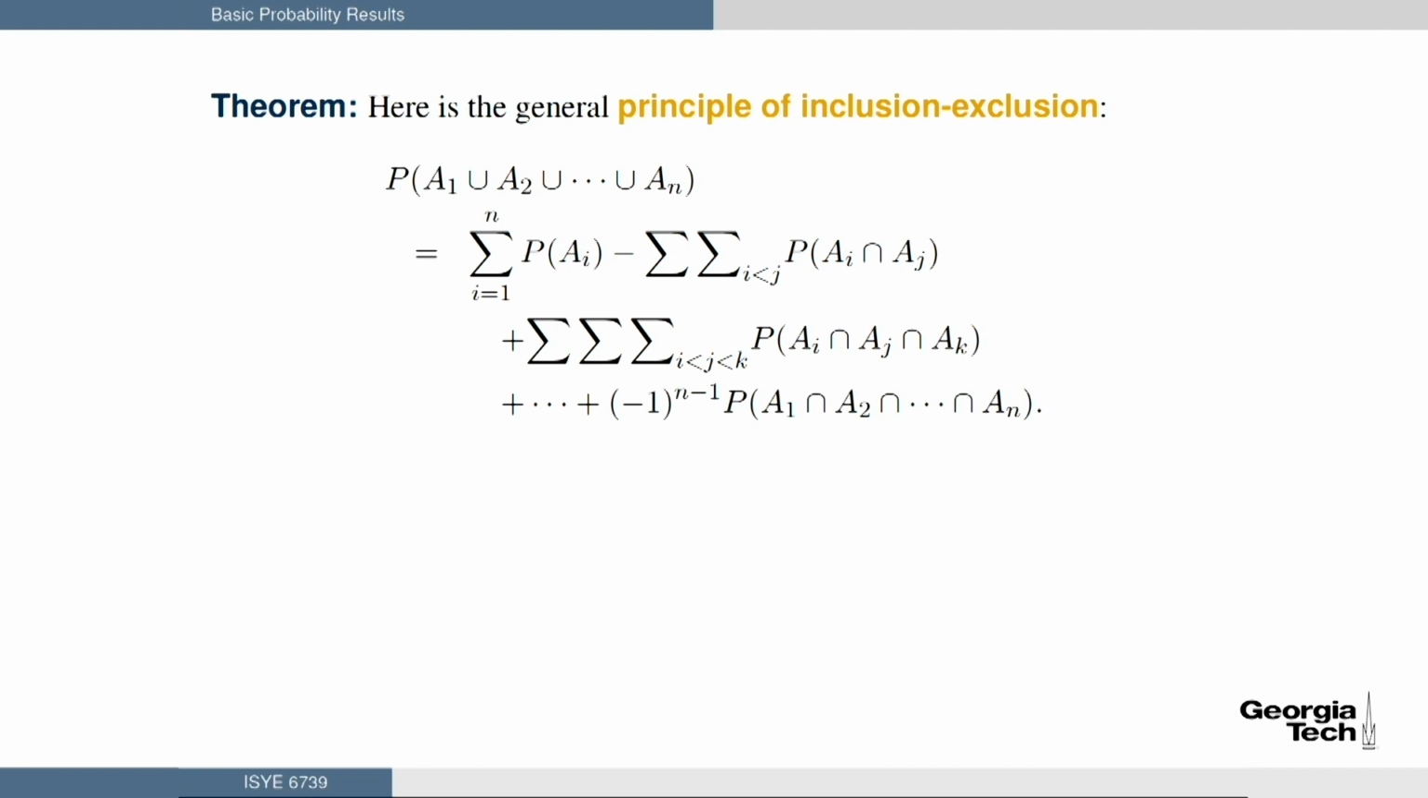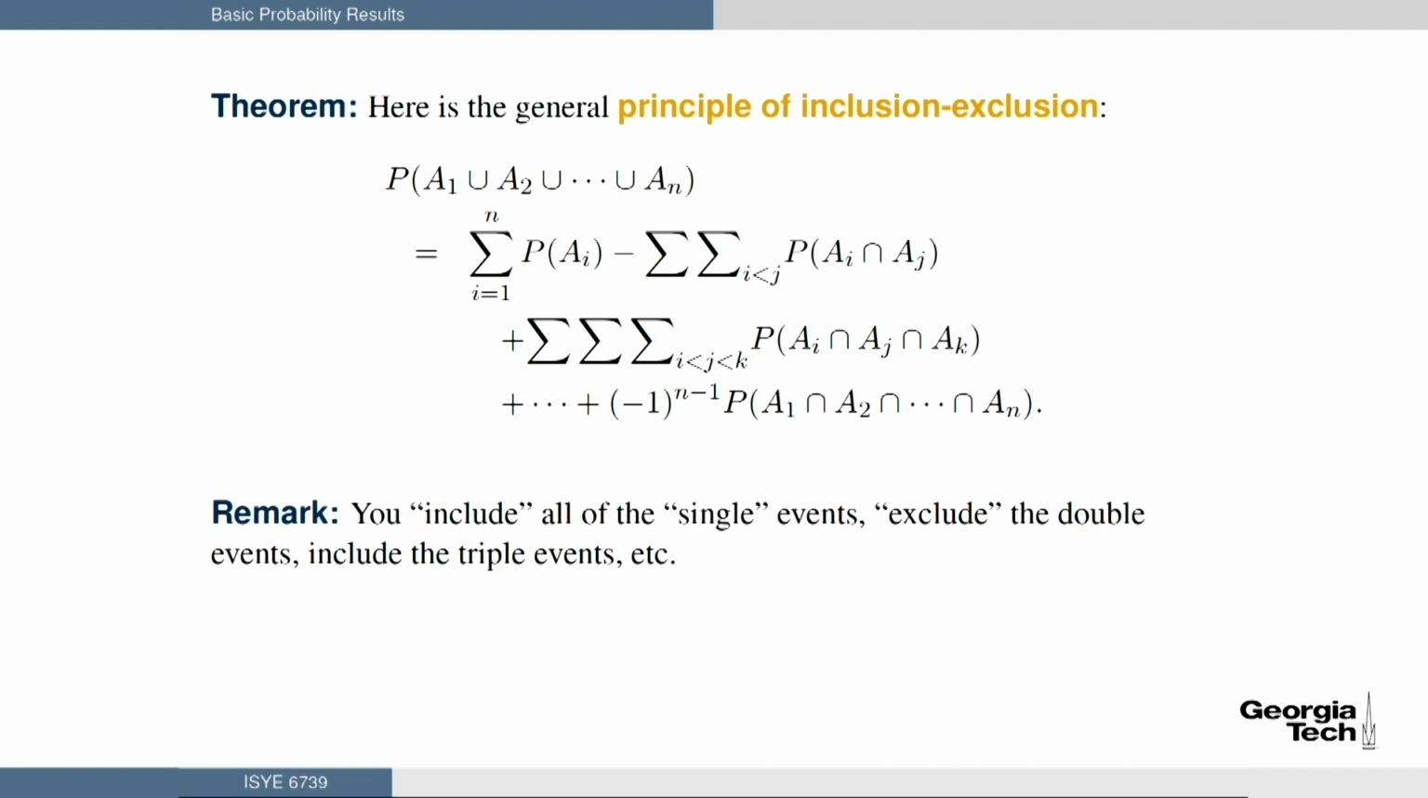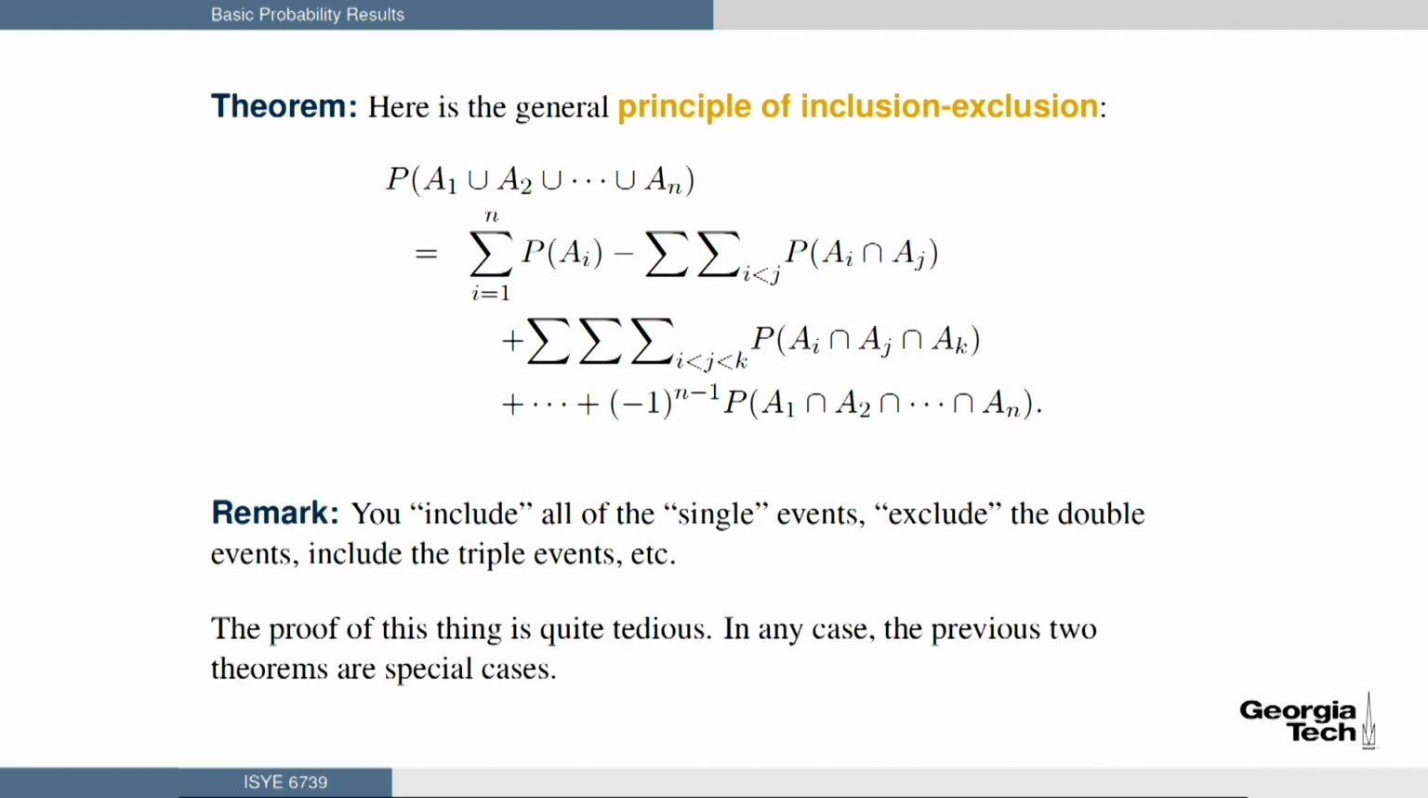We will actually use this a couple times. What this is saying is that you include all the single guys, exclude the double guys, include the triple guys, et cetera. The proof of this is tedious, and you don't need to do it, but the previous two theorems are very nice special cases. Okay, very good. We got through this lesson. In the next lesson, we'll be talking about finite sample spaces. So we'll see you then.